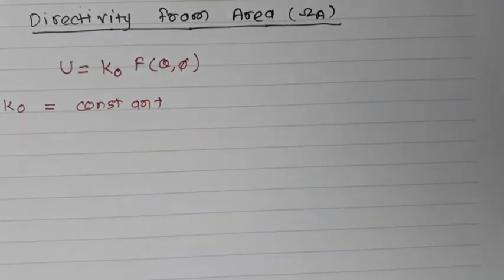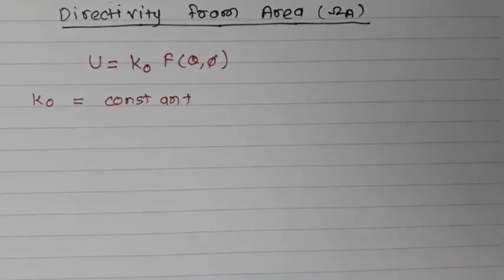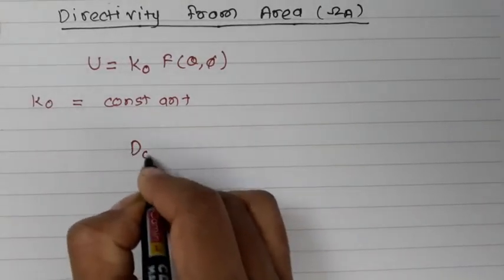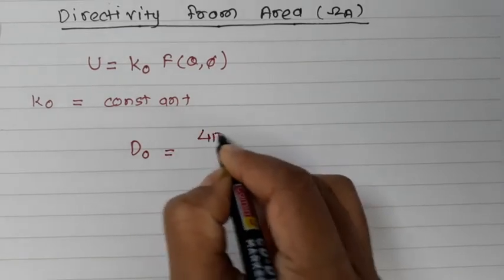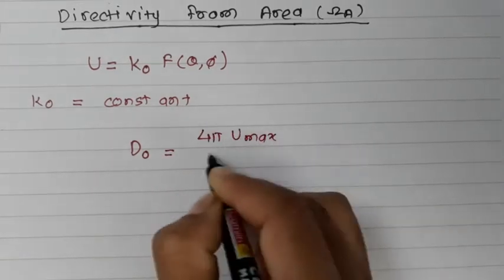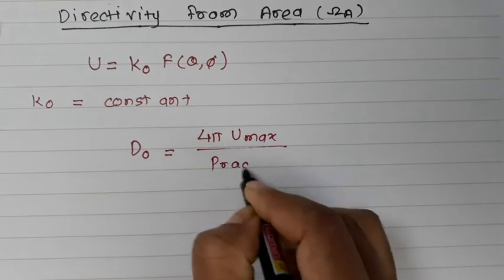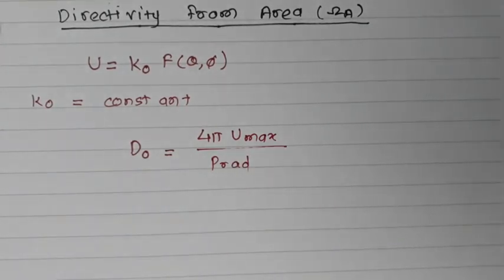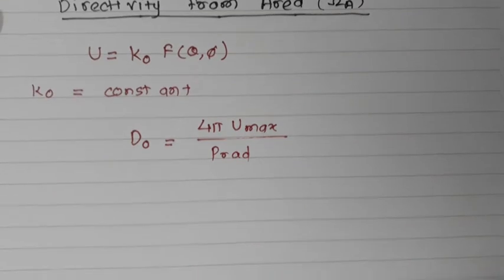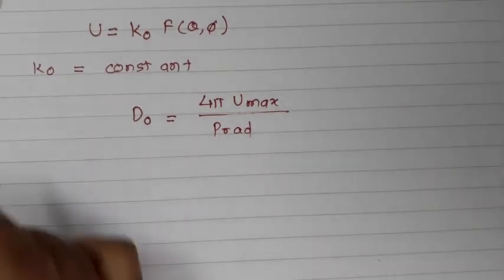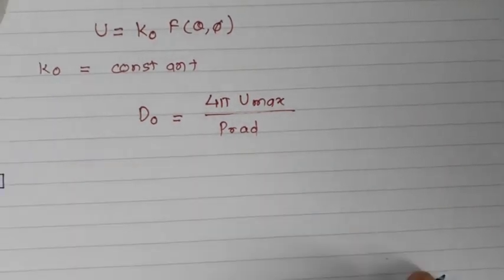According to this equation, I can define my D0 as 4π U max divided by P radiated, as we have already gone through the definition. Now here we require to calculate U max and P radiated. Now how to find out? So we'll go step by step. The first thing we'll do is find out the U max. So how can I find out the U max?